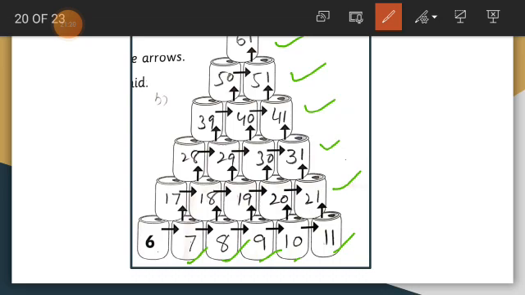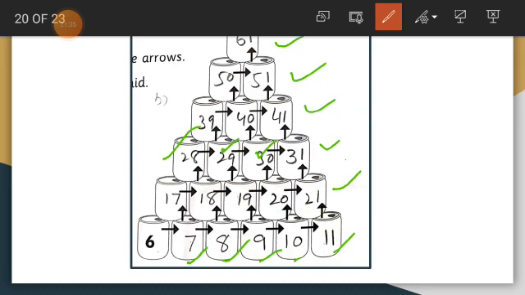Here again, 18 plus 10, 28. When we are going to add the 10 in 18, 28 will come. Add the 1, 29. Add the 1, 30. And add the 1, 31.